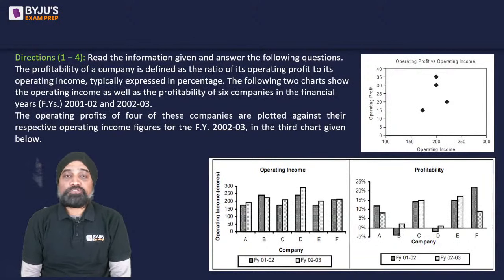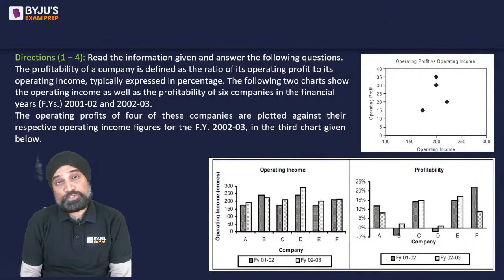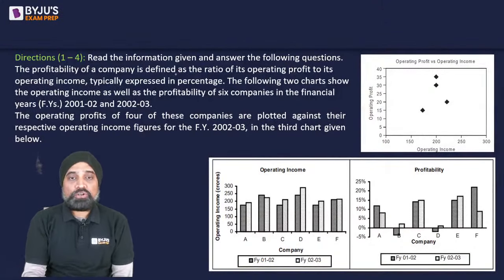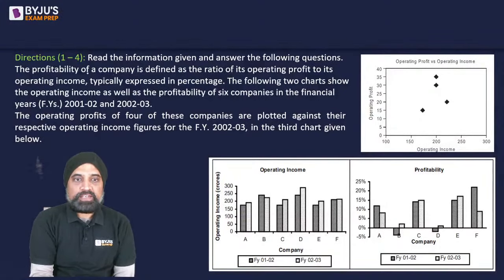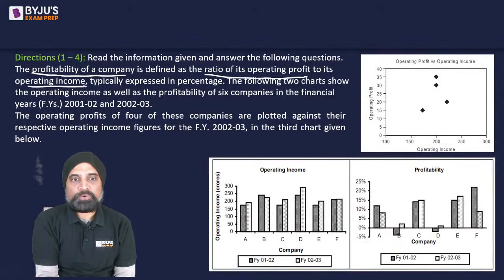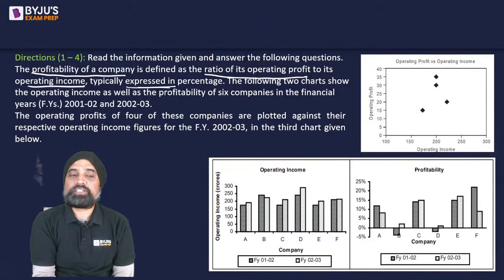The profitability of a company is defined as the ratio of its operating profits to its operating income, typically expressed in percentage. Now, when you read statements like these, you try to figure out what it means, if there is any formula involved, which axes they are talking about, which graph we should actually look into, and then we proceed with the next statement. As you can see, the profitability of a company is defined as the ratio of its operating profits to its operating income, typically expressed in percentage.